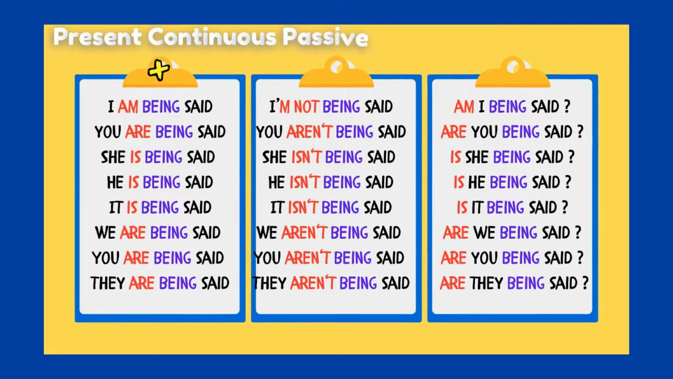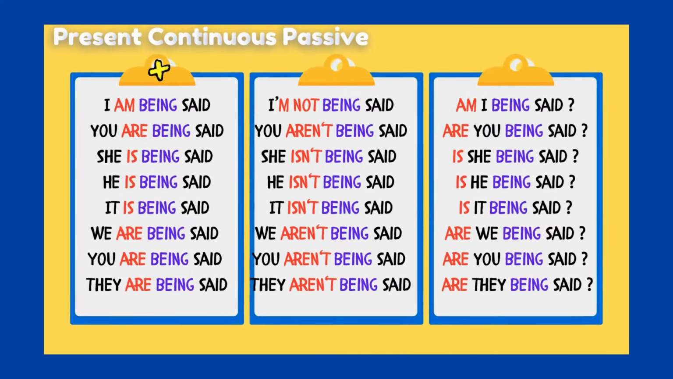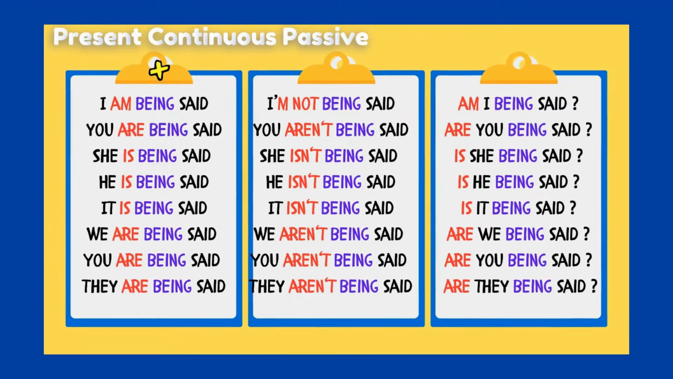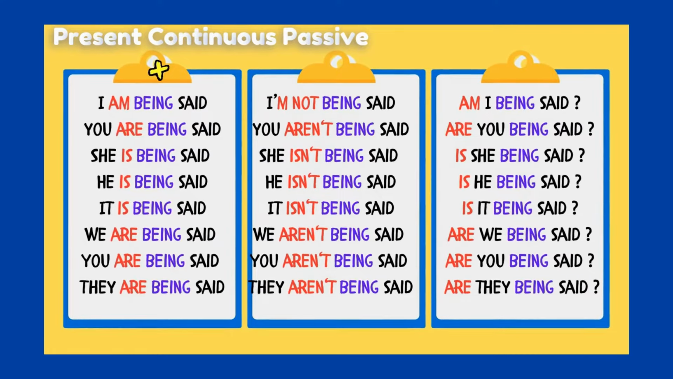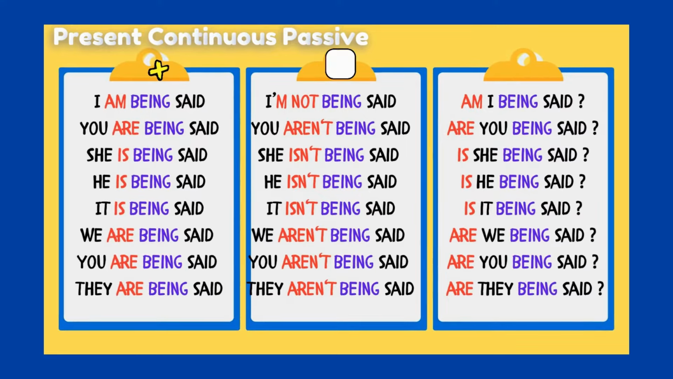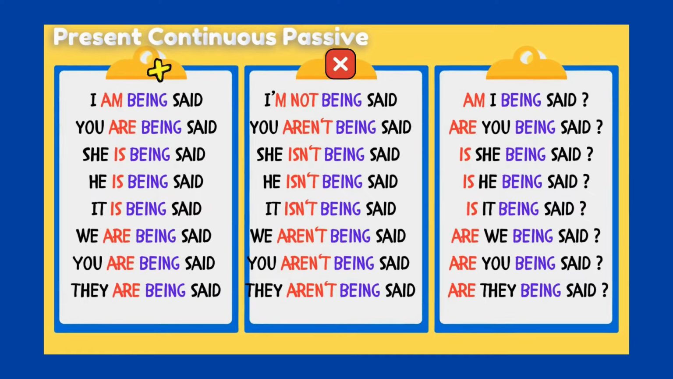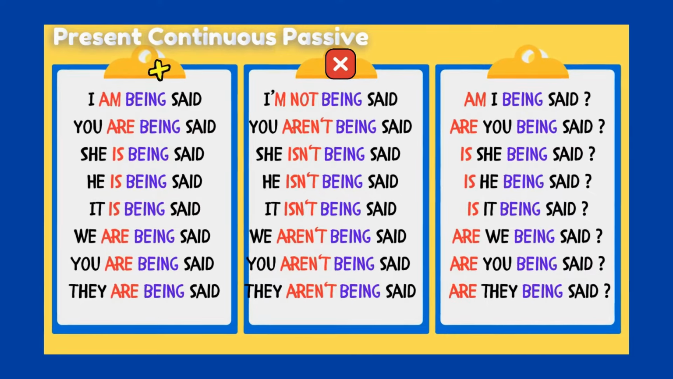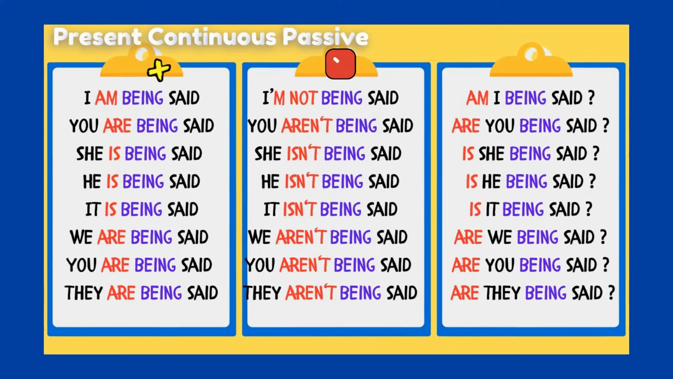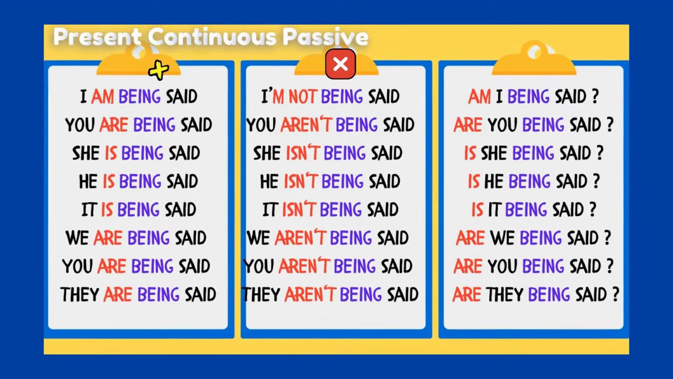For example, affirmative form: I am being said, you are being said, she is being said, he is being said, it is being said, we are being said, you are being said, they are being said. Negative form: I'm not being said, you aren't being said, she isn't being said, he isn't being said, it isn't being said, we aren't being said, you aren't being said, they aren't being said.